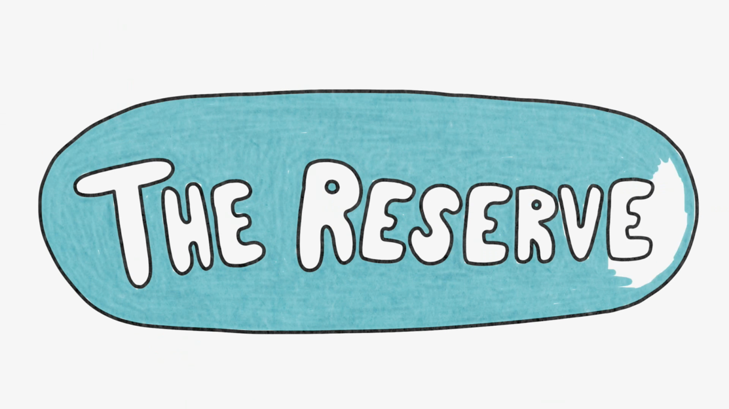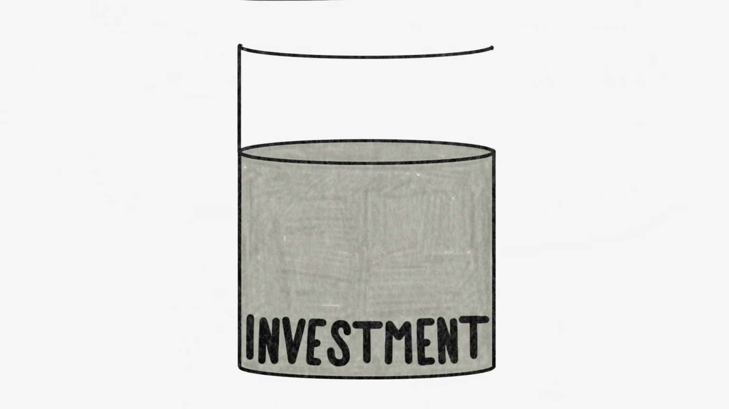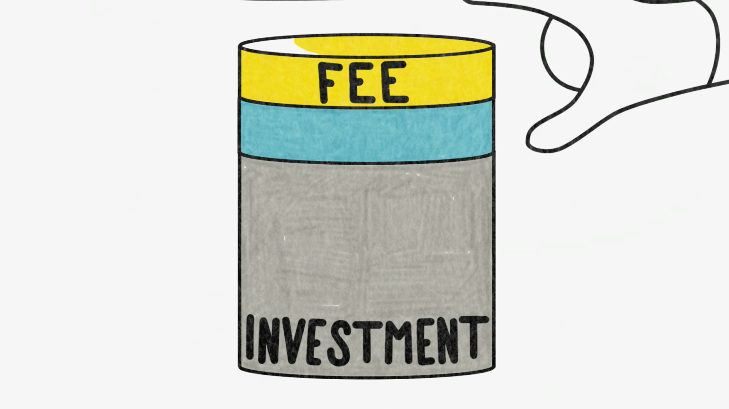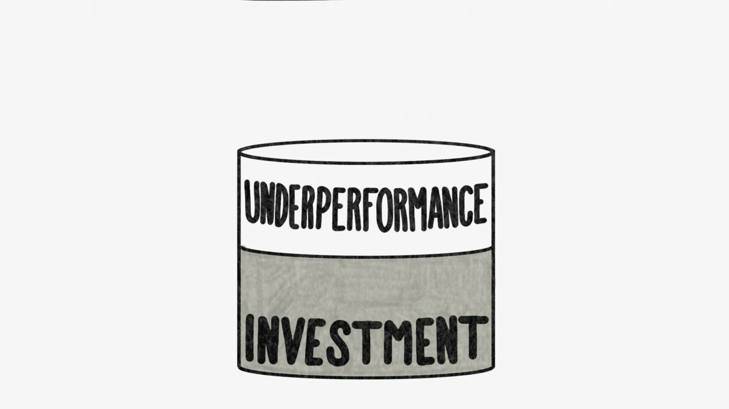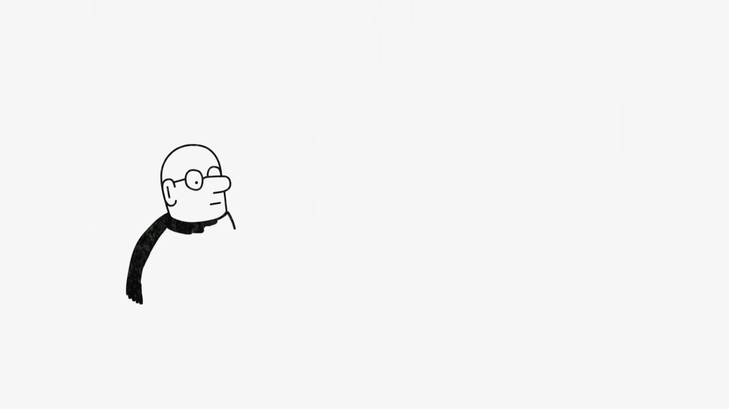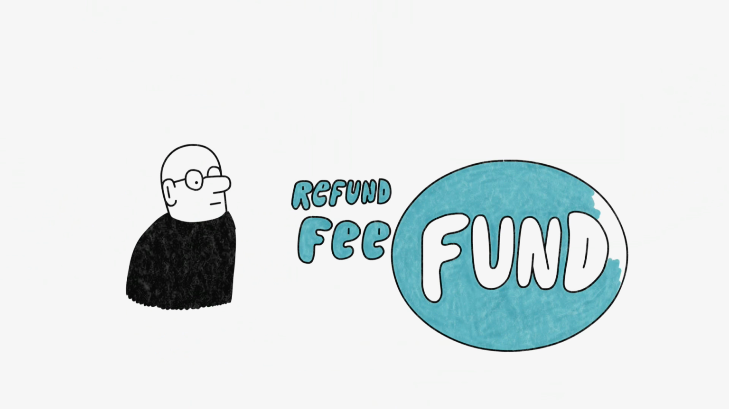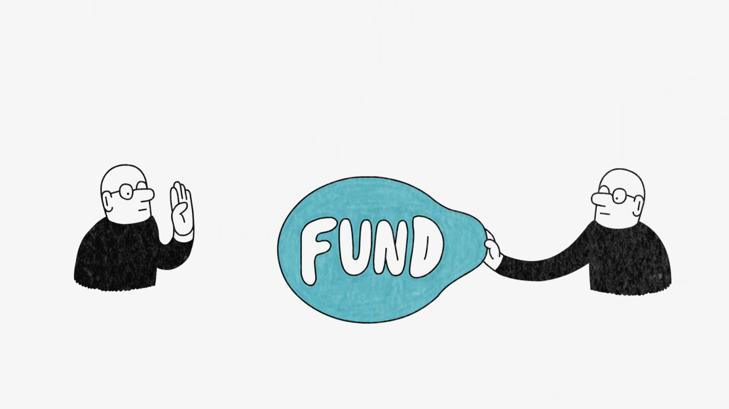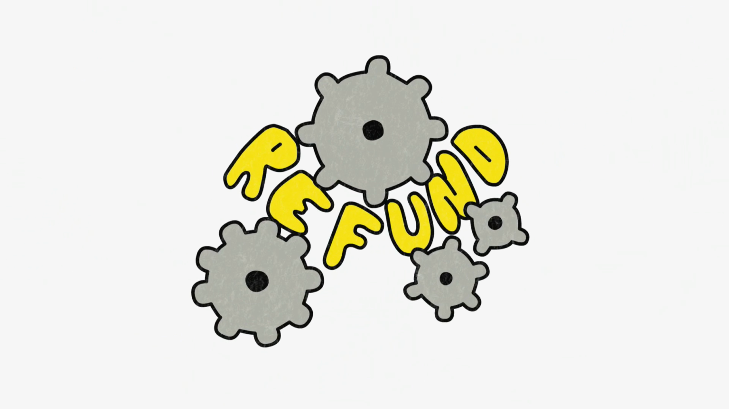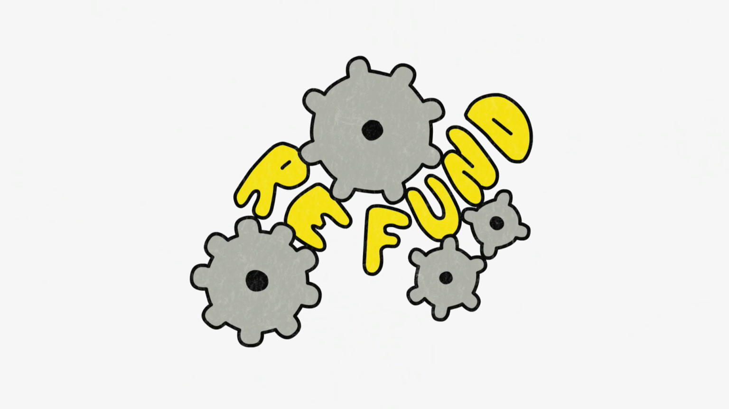The reserve. So as we know, half of any outperformance on your investment over the benchmark is taken as a fee. But equally, half of any underperformance in relation to the benchmark is repaid in the form of a refund. Remember, fees and refunds aren't taken or given directly to you. They're added or subtracted to or from the value of the fund. But how exactly does this refund mechanism work?